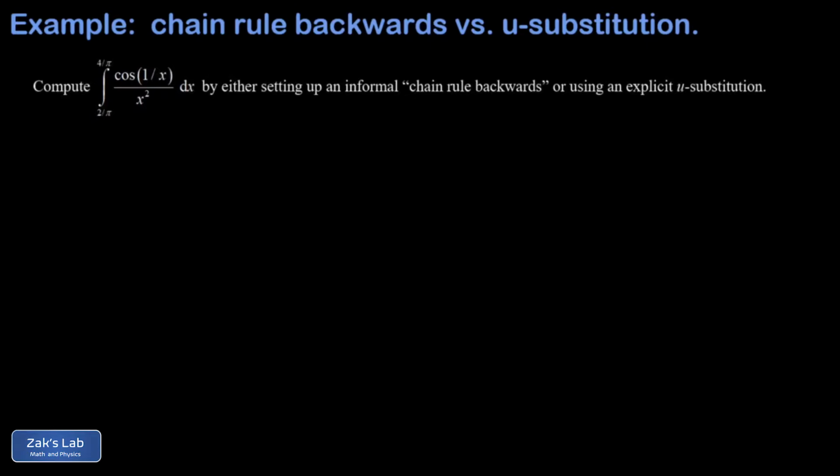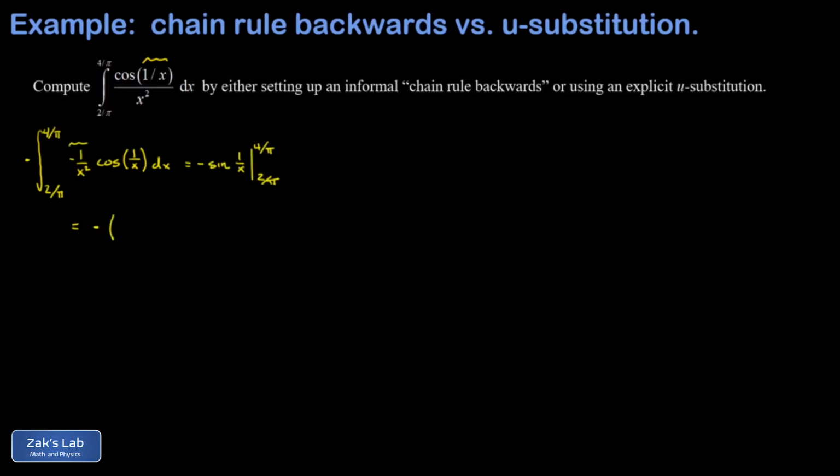So for the informal approach here, basically we just have to recognize that the derivative of the interior function is part of the integrand, and the derivative of 1 over x is negative 1 over x squared, so we're almost there. And we're going to supply that factor of negative 1 on the inside of the integral, and then multiply by negative 1 on the outside to compensate for it. And now that we have the derivative of the interior function sitting there, we recognize the effects of the chain rule, and we can just guess the antiderivative, which is the sine of 1 over x.